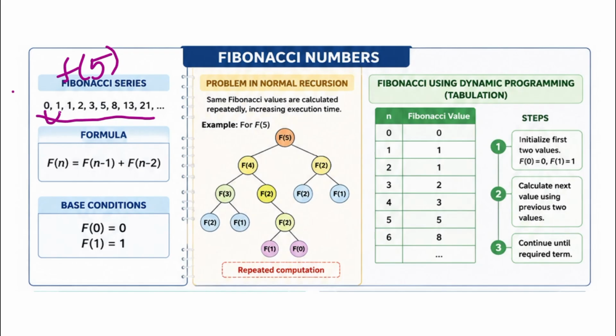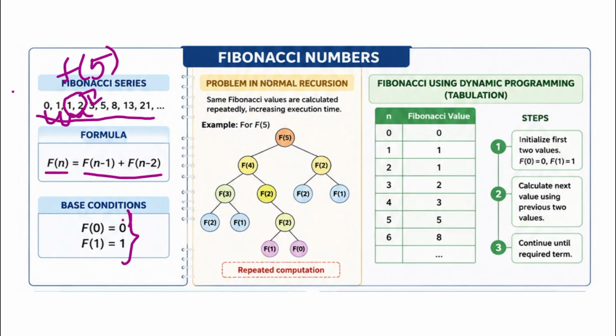Then perform the add operation. 0 plus 1 is 1. Then 1 plus 1 is 2. Then 1 plus 2 is 3. So we simply add the previous two values and get the next value. That is called the Fibonacci series. Clear? This is the formula: f of n equals f of n minus 1 plus f of n minus 2. The base condition: if n is less than or equal to 1, simply return the value 0 or 1.